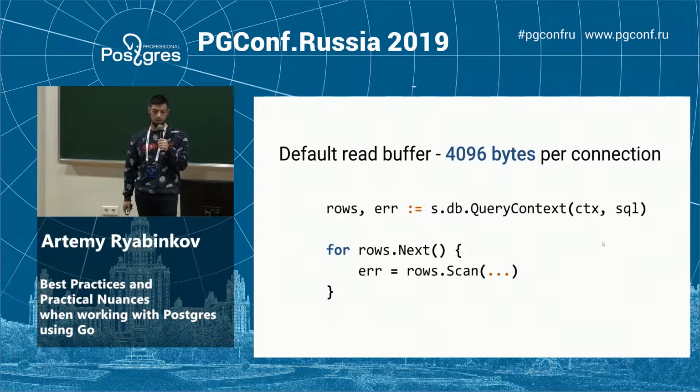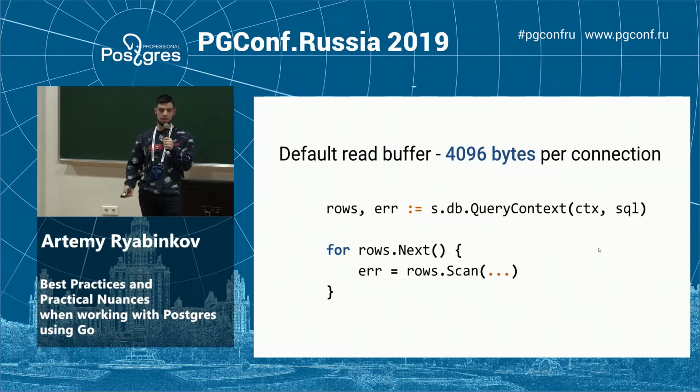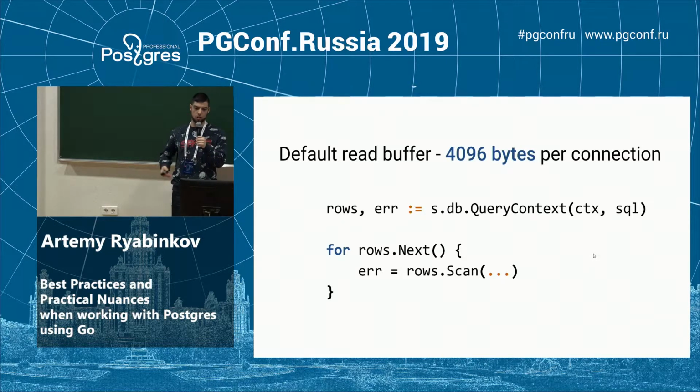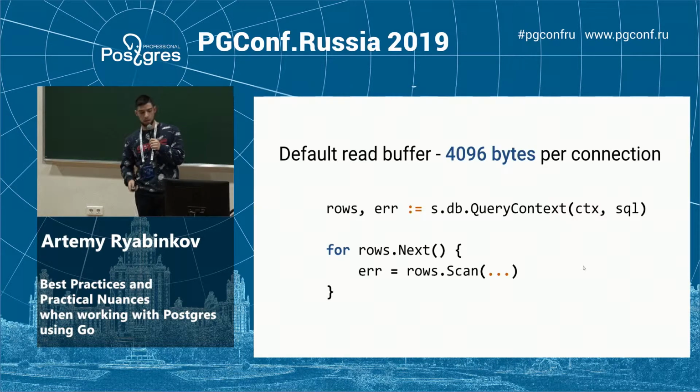Now I would like to tell you about insights. This is what the code of data scanning looks like. And when we call the next method, we get a network query for this data. The buffer is 4 kilobytes, and if the volume of our data is larger than 4 kilobytes, we will make several network queries. PQ and PGX have a buffer of 4 kilobytes.